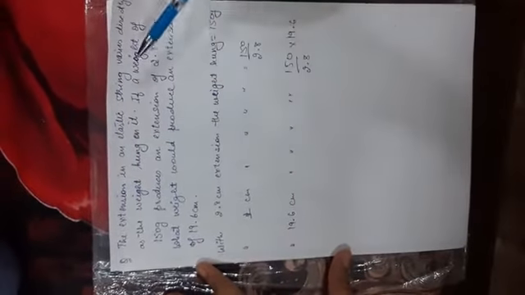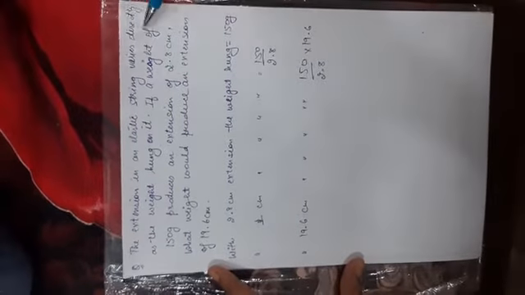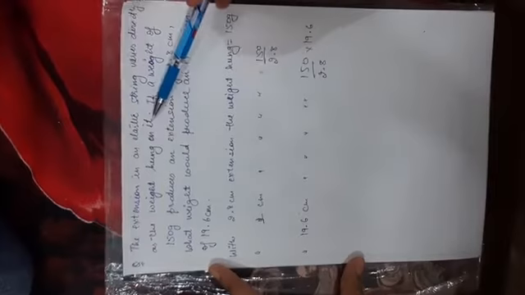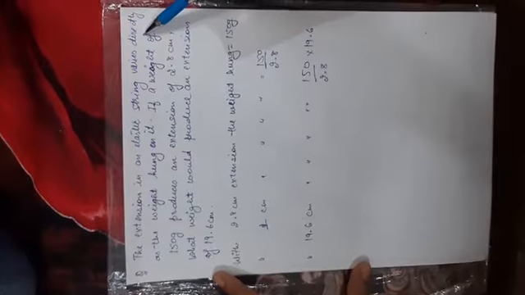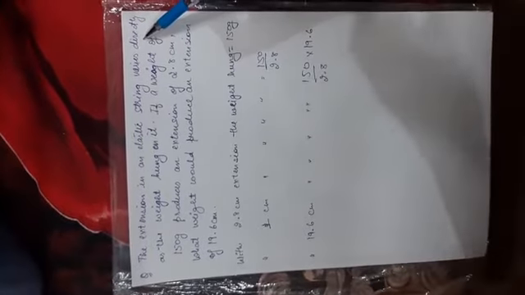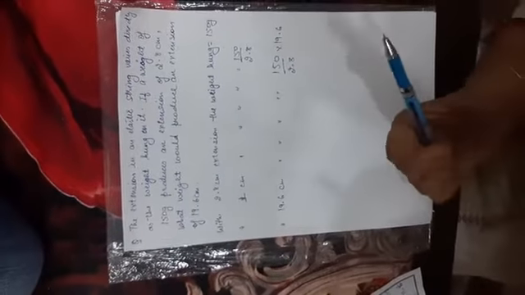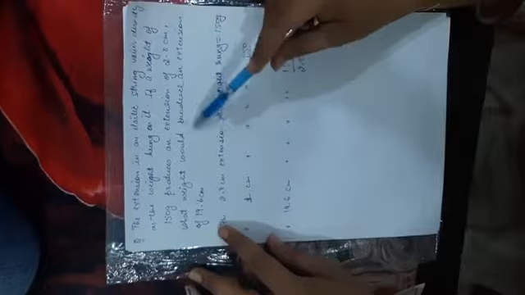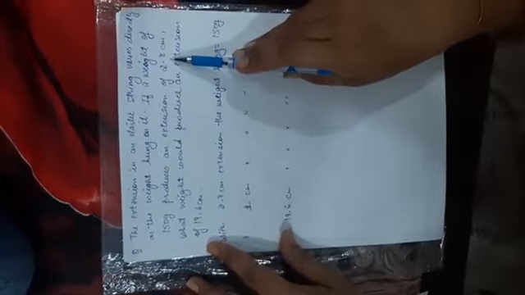Okay students, proceeding to the next question. The extension in an elastic string varies directly as the weight hung on it. Read the statement carefully: directly. It is already given and it is also very well understood. If I hang a weight on a string, the string is going to extend. The more weight I hang, the more the string is going to extend. The weight hung is 150 grams and the extension of the string is 2.8 centimeter.